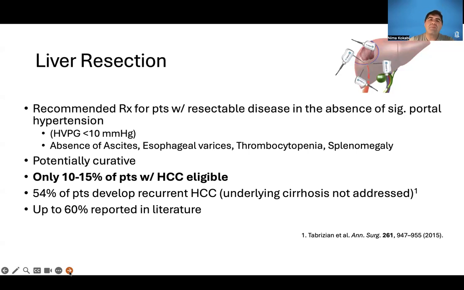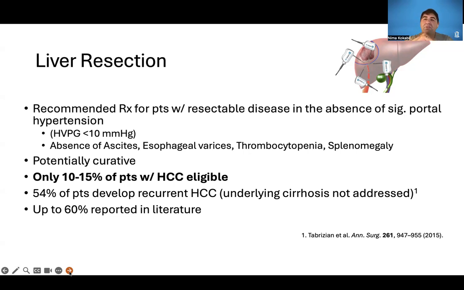Very quickly, because we want to compare the efficacy of liver resection to percutaneous ablation, let's talk about liver resection. Because of the scarcity of organs, for patients that have no evidence of portal hypertension and have small burden HCC, the recommendation is liver resection.